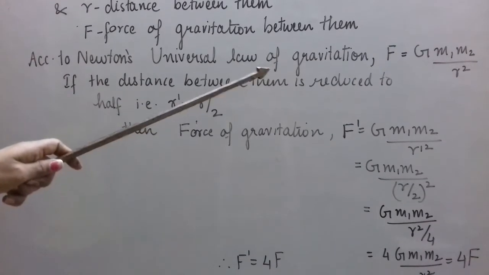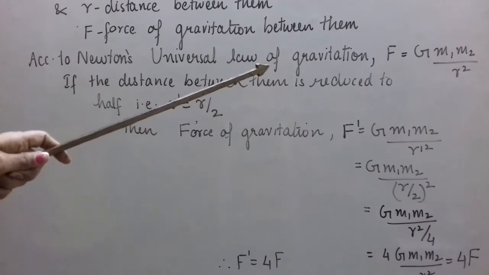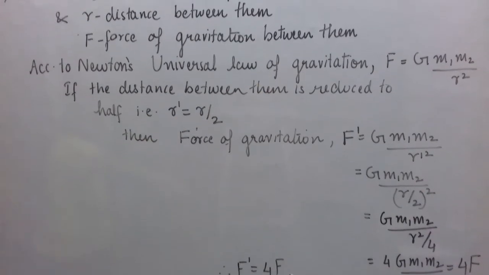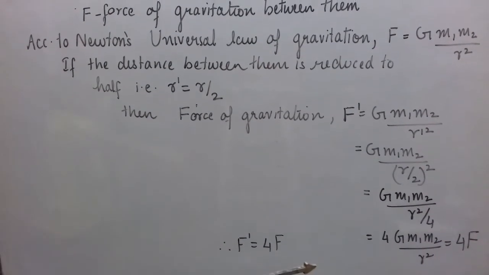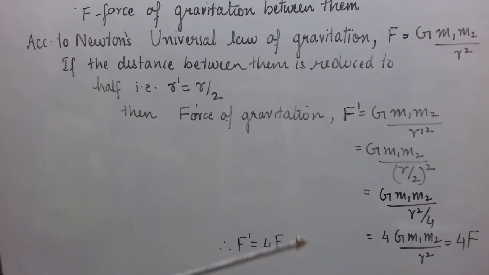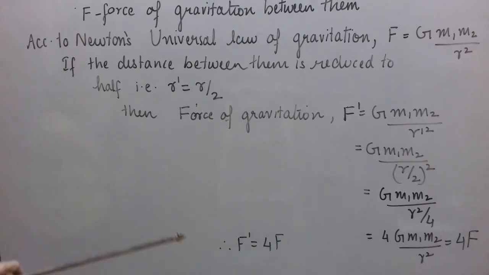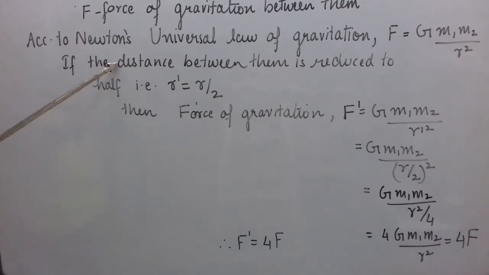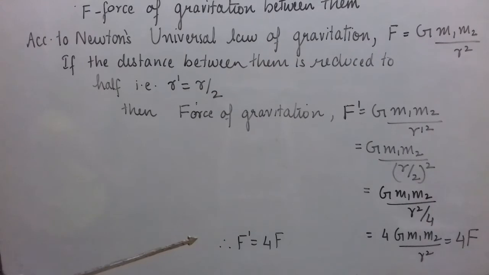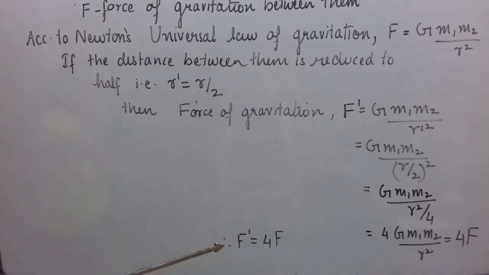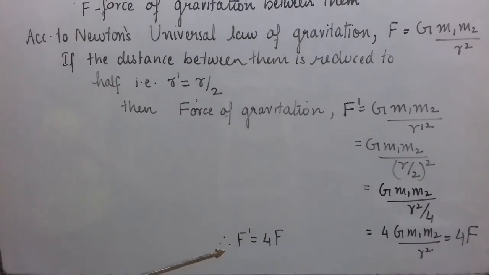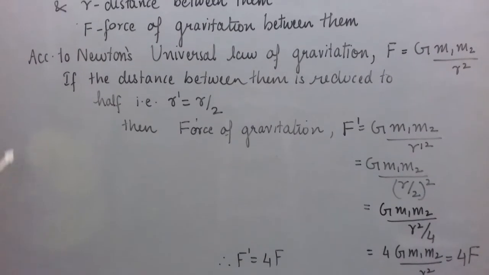But see there, you can number this as equation one. From 1 we can write G m1 m2 over r square is capital F. So we can write F dash is equal to 4F. It means when the distance between the two bodies is reduced to half, the gravitational force between them becomes 4 times the original gravitational force between them. I hope the numerical is clear to you.